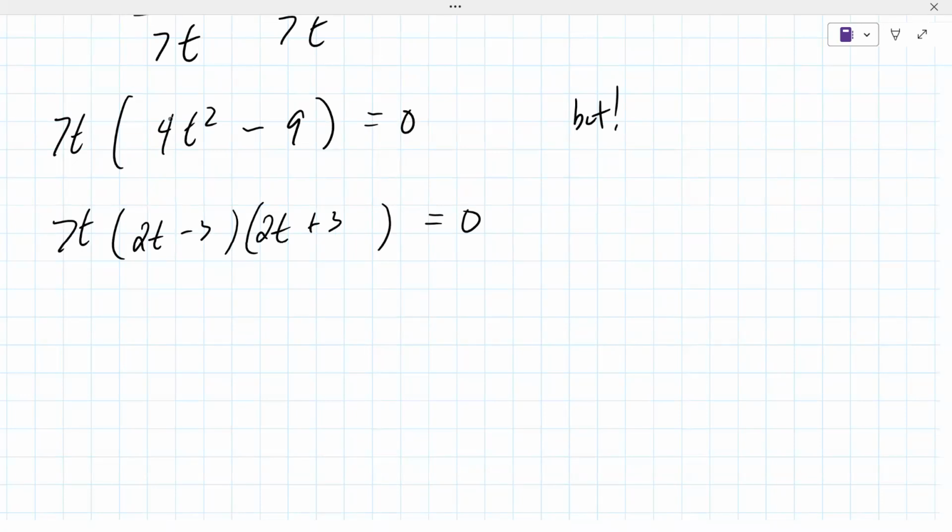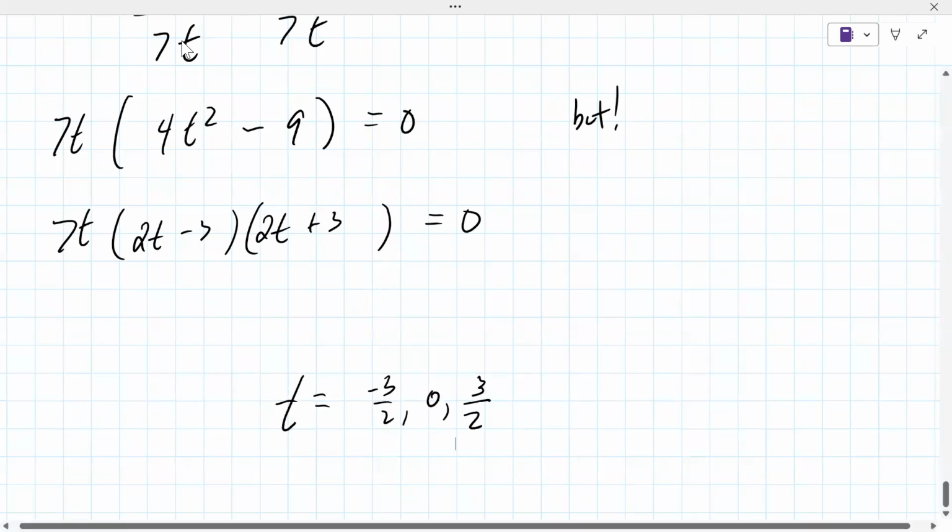Now you have to set each of these equal to 0. So give me your final answers here. All right, give me 1 second. I got -3/2, 0, and 3/2. All right, good. Very good.